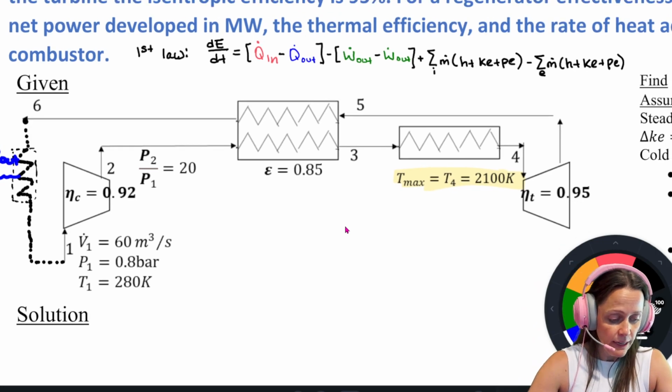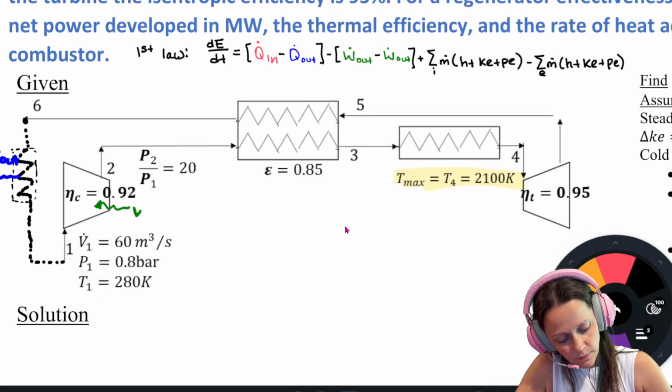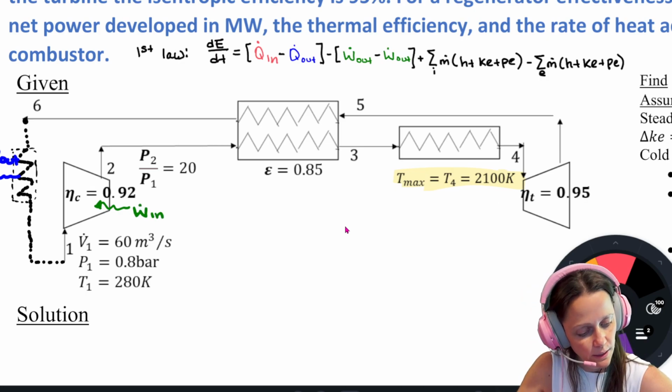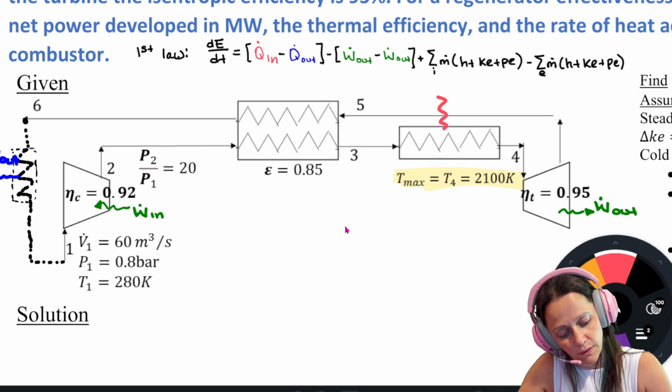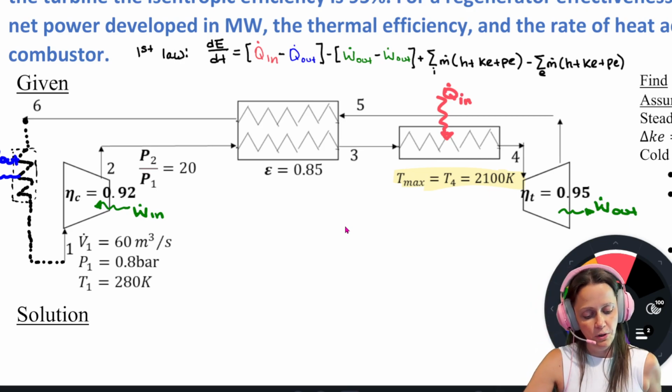And then while I'm at it, let's go ahead and label here's my W dot in. Here's my W dot out. I do have a Q dot in for that primary combustion process.